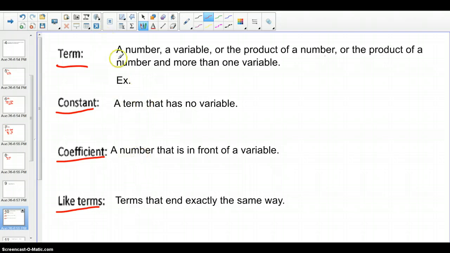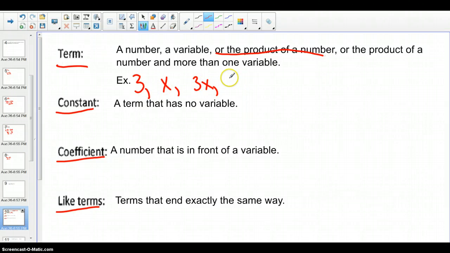So a term is a number, a variable, or the product of a number and more than one variable. So what does that mean? We have different types of terms. Like 3 is a number, and that's just a specific term. We could just have a variable, which is just an x. That's a term as well. Or we could just look at a number followed by a variable, so we have 3x. These are all different types of terms.